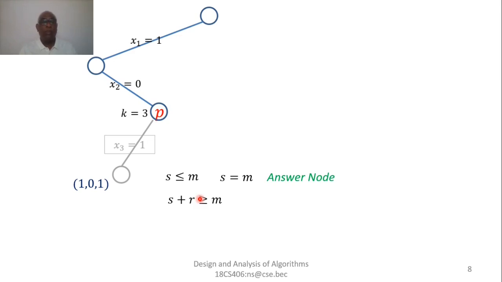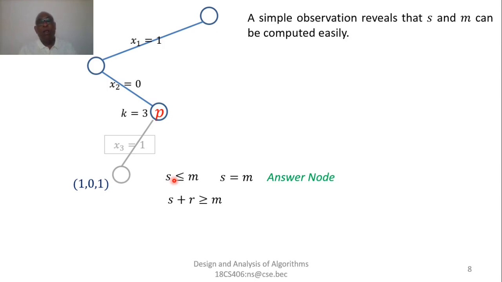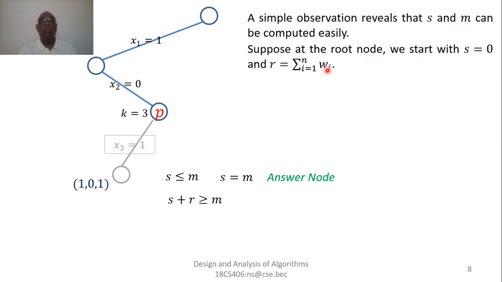So this is a simplified representation of the bounding function and the conditions to be satisfied. Now, why did we choose this notation of S and R? Let's see. We can easily find out that by this notation of S and R, we can very easily calculate the values of S and R. I've written M here. This is not M. This is R. S and R can be very easily computed.